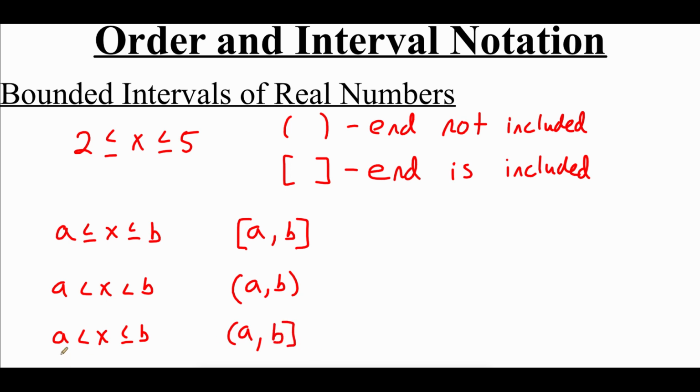This could also go the other way. We could say that a is less than or equal to x, which is less than b. So that one, the a is included, so the a gets a square bracket around it, but the b is not included, so it gets a parenthesis around it.